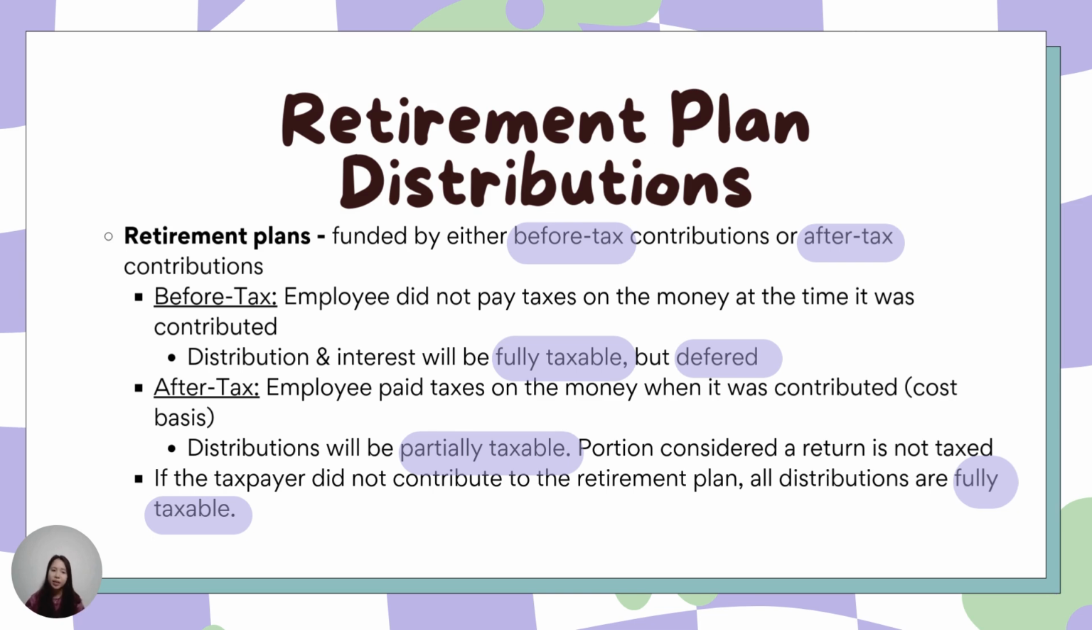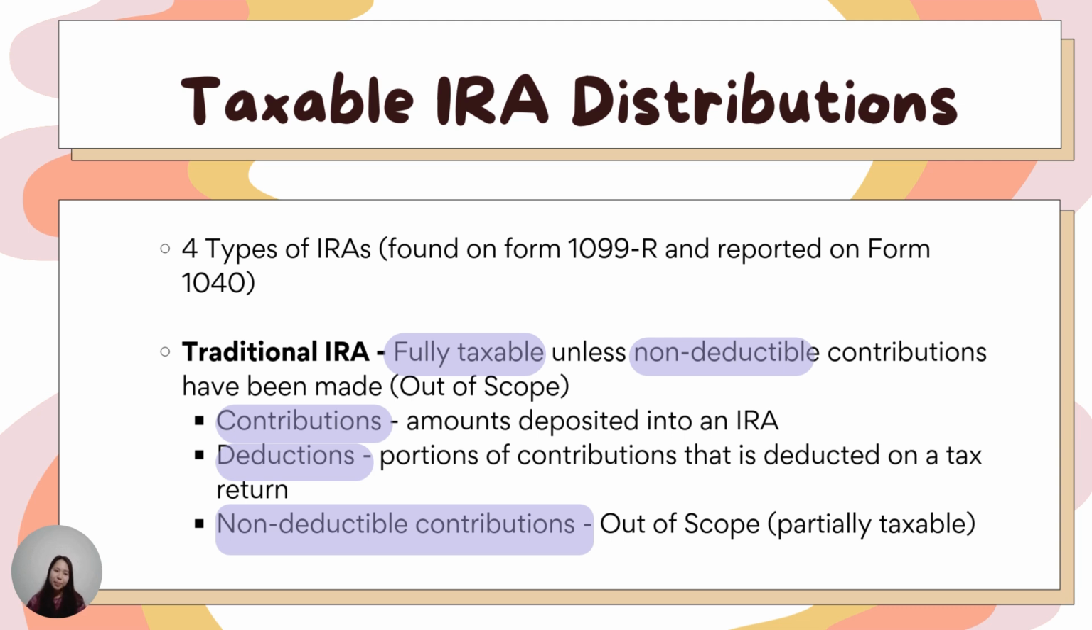If the taxpayer did not contribute to the retirement plan, meaning it was a fully employer-funded retirement plan, all distributions are fully taxable because the taxpayer didn't pay tax yet. You always have to pay the government, unfortunately. But now we're going to go into the types of retirement plan distributions.